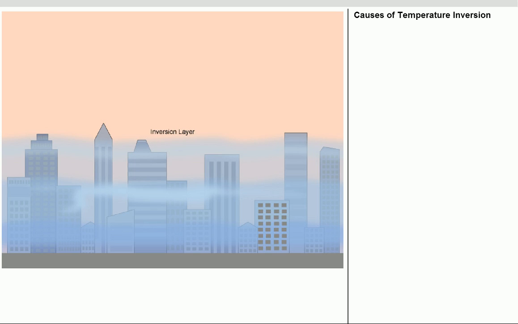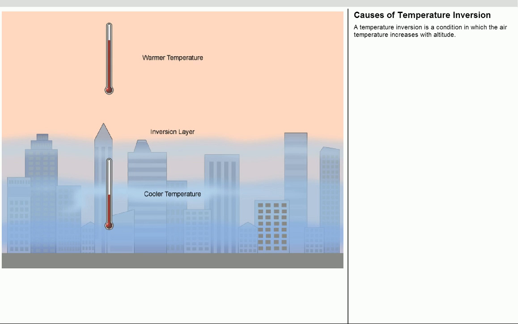Typically, the process of adiabatic cooling lowers the temperature of air at higher altitudes. However, this isn't always the case. A temperature inversion is a condition in which the air temperature increases with altitude. A couple of factors cause temperature inversions.